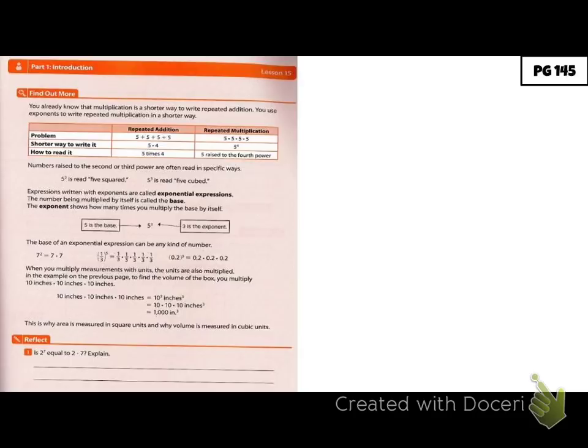Numbers raised to the 2nd or 3rd power are often read in specific ways. 5 to the 2nd power is read 5 squared. 5 to the 3rd power is read 5 cubed. We've done this several times as we've gone through the year so far, so hopefully that's more of a review for you.